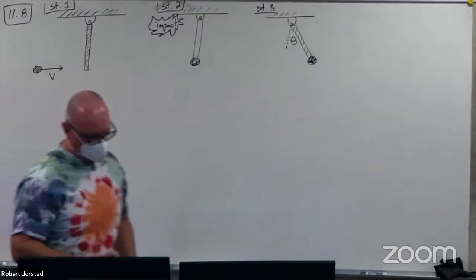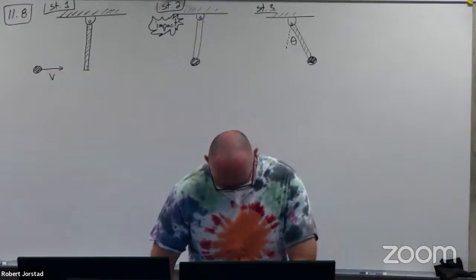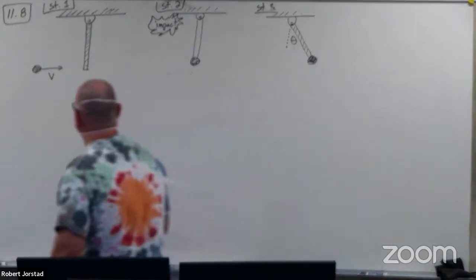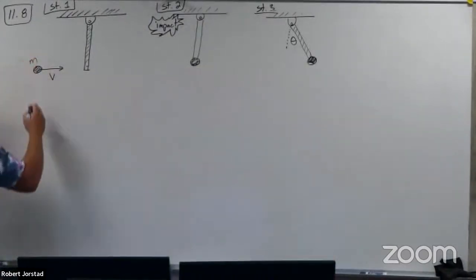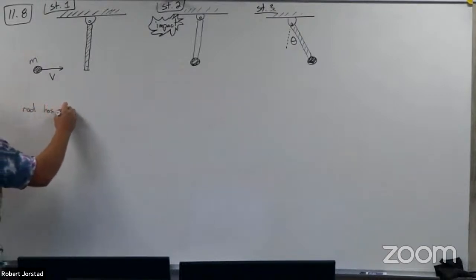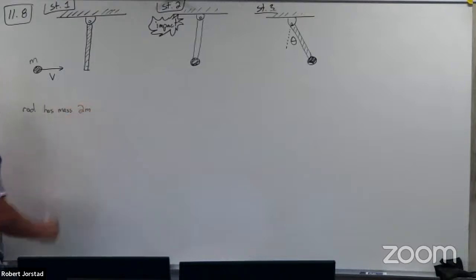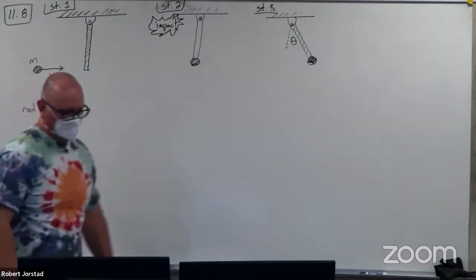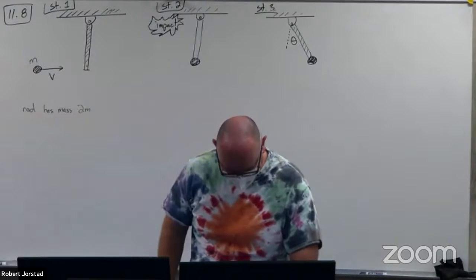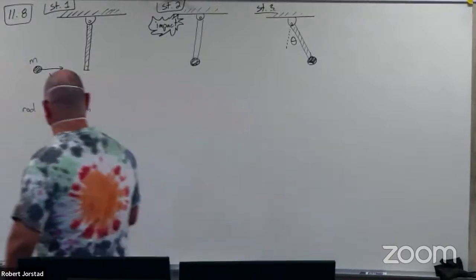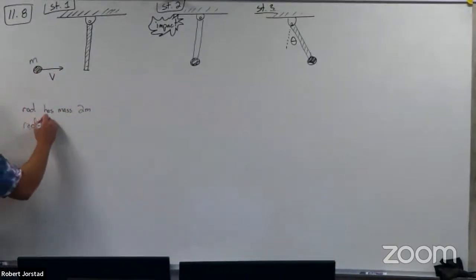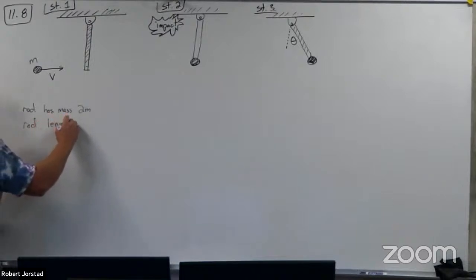What is the mass of the point mass? It says it has mass m. And then the rod has mass 2m. Okay. This particular rod has length d.